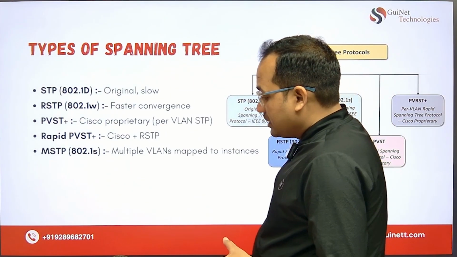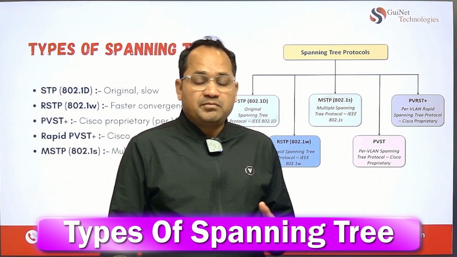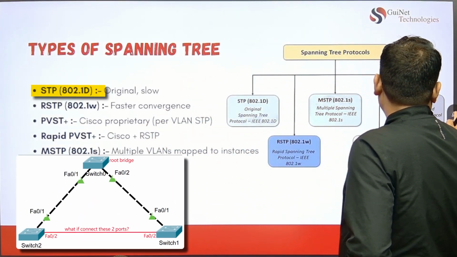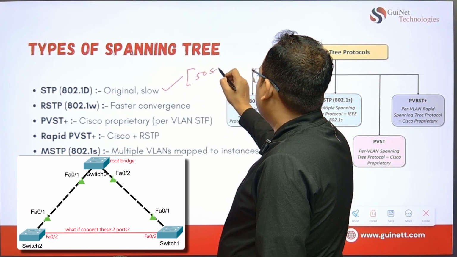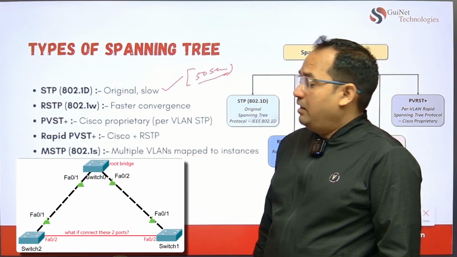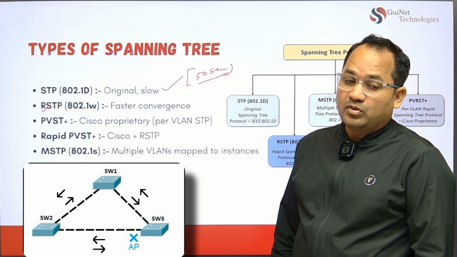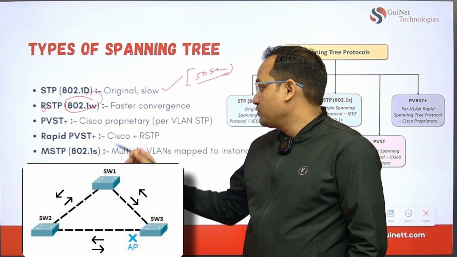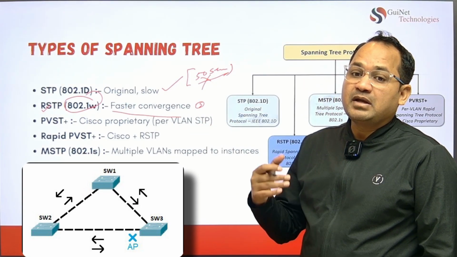Now we have to understand the types of STP. We have multiple types of STP. As I said, the very first is STP 802.1D. This is our old STP. It is very slow, because it takes 50 seconds of convergence to send the frame. But there is an upgraded version available in the market, known as RSTP, the Rapid Spanning Tree Protocol. This version is defined under standard 802.1w. This is for faster convergence. It means you don't have to wait 50 seconds. It's going to forward frames immediately.